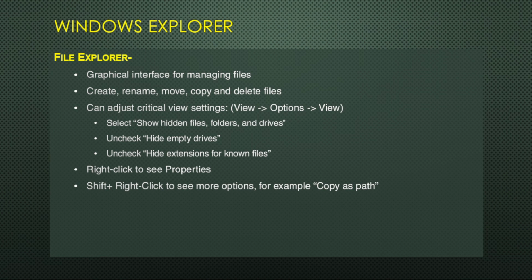We can also adjust some critical view settings, such as show hidden files, folders, and drives, hide empty drives, and hide extensions for known files. We can right-click to see properties on files, and we can shift right-click for more options, such as copy as path, and that's something that we can explore later.